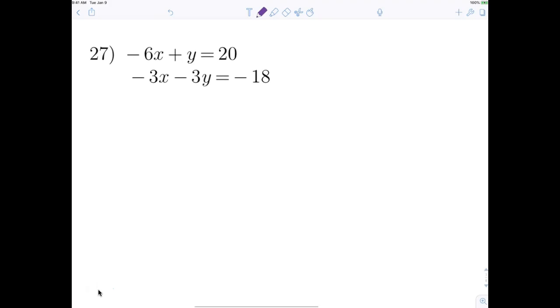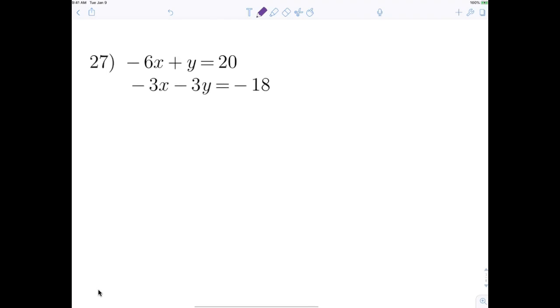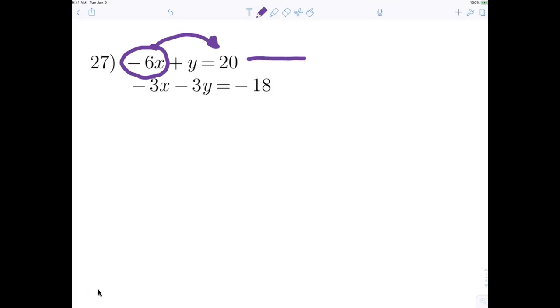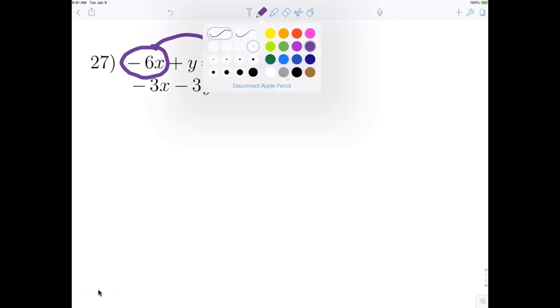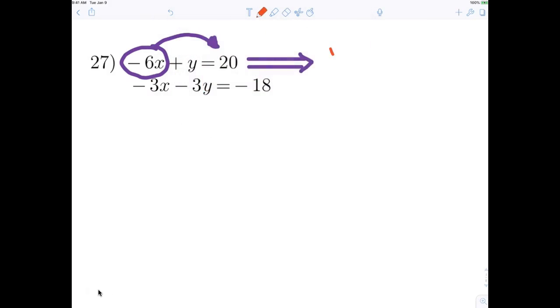Now, here, it's not set up as a substitution because it's not in the form y equals or x equals. So we have to put it in that format. What I need you to think about is this negative 6x has to go on to the other side. If I move it to the other side, it's going to become a what? Positive 6x. So now this equation is going to change to y equals 6x plus 20. Does that make sense to you? Now it's in the right format where it's y equals something.